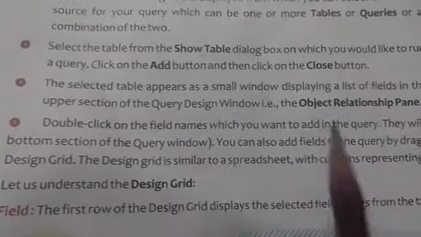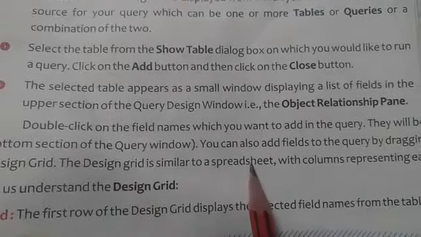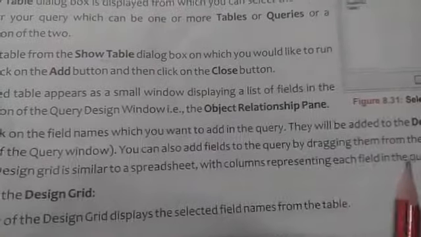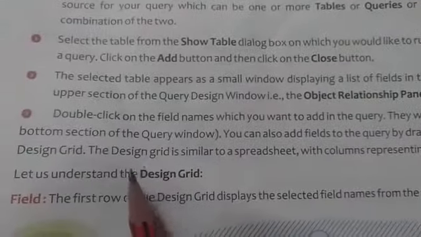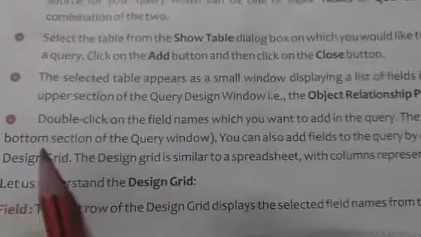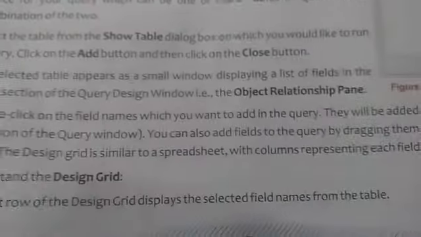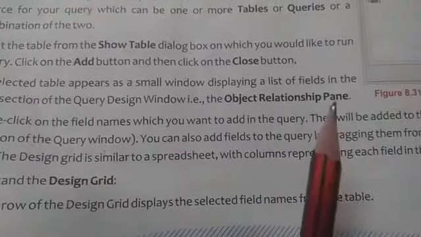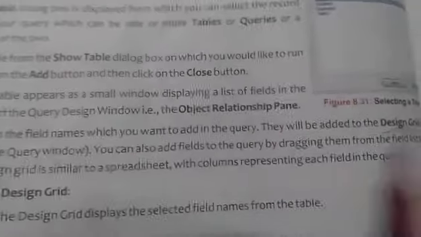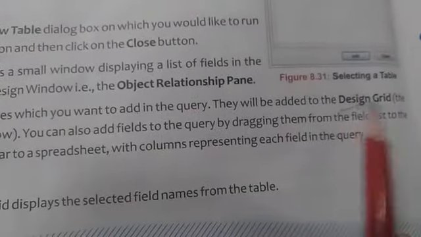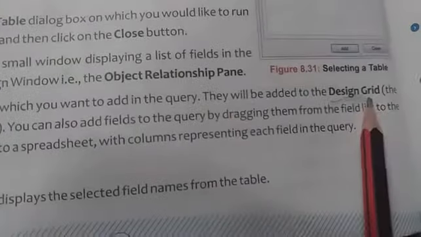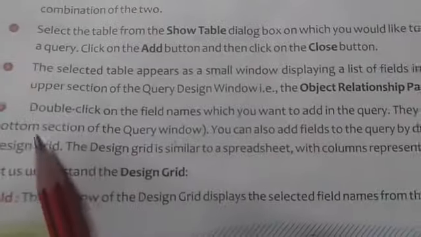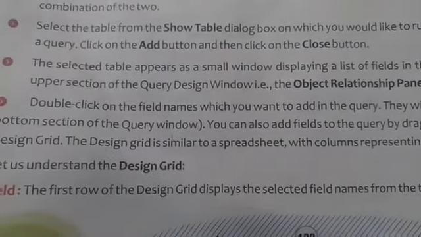So the design grid is similar to a spreadsheet with columns representing each field in the query. What is the design grid? It is the bottom section of the query window. There are two types of sections in the query window, design grid and design area. Design area is the top portion of the query window and design grid is the bottom, lower section of the query window.